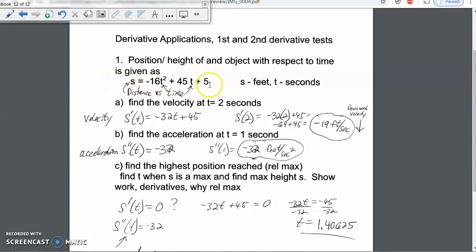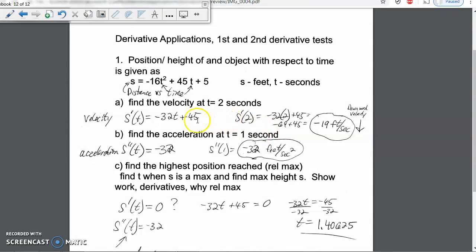So here's the original quadratic equation. To find the velocity, which is the change in feet per change in seconds, the change in distance over change in time, that is just the first derivative. So if I find the first derivative, I get negative 32t plus 45. And we want to find the velocity at 2 seconds. So plug in 2, and I get negative 19 feet per second. The negative just means that it is going downward.